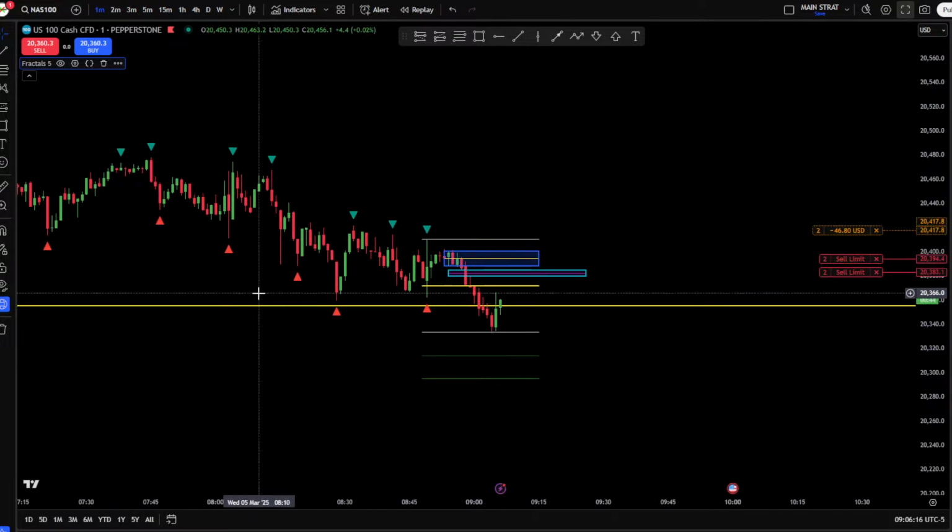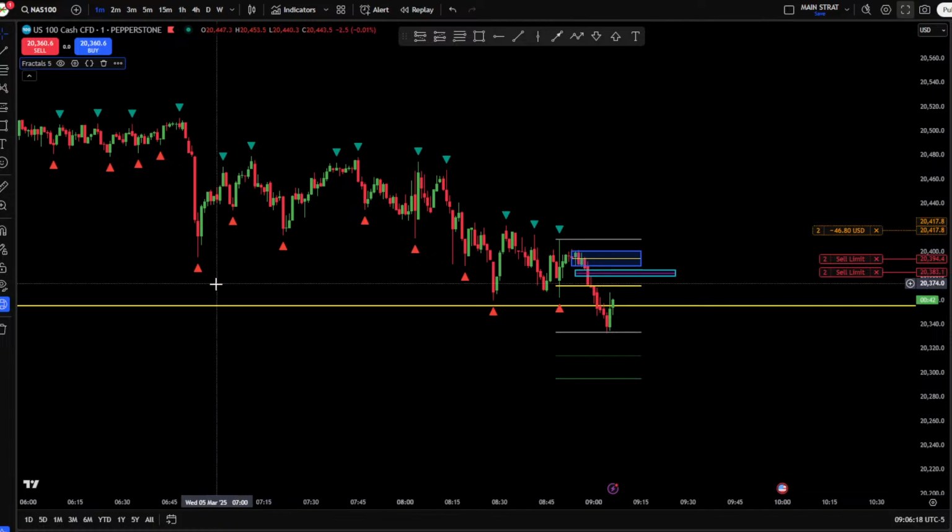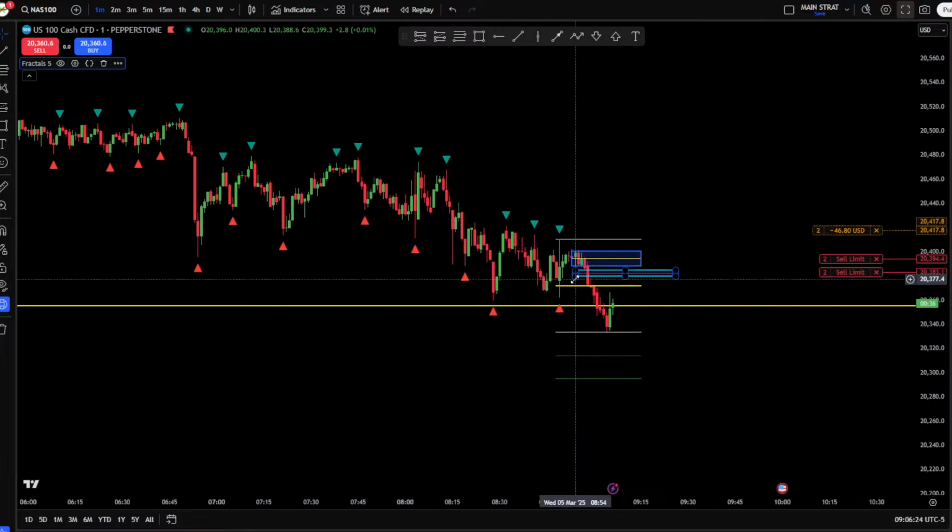It varies actually. Even for gold, which I was looking at yesterday, it would differentiate. You would need a different setting, but for the Nasdaq, I like the 5 period.